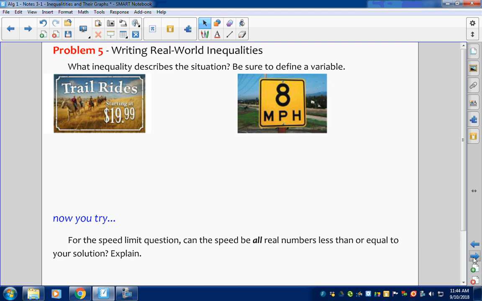But anyways, it says, write an inequality that describes the situation. So this says trail ride starting at $19.99. So what's the minimum you would pay? $19.99, and then it's going to go up from there. Could it be $19.99? Yes. Could it be more than that? Yeah, it probably will be. Usually an advertisement says starting at. If you go online, you're ordering something starting at.